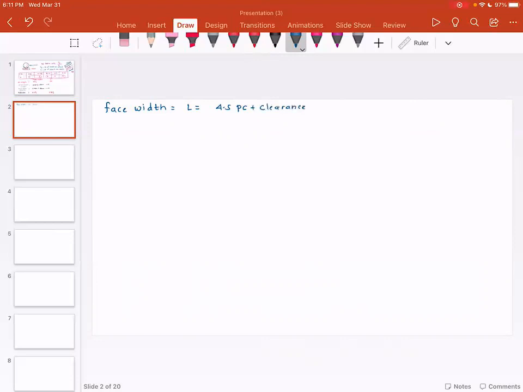Depending upon what design textbook you use, you will see the values of clearance changing. For example, if you refer to the textbook that we are using, Kurmi Gupta, they give you this relationship, 4.5 plus 0.02 TW. But again, that totally depends upon the design book that you use. Now, one important relationship that I want you to understand is the PCD of worm.